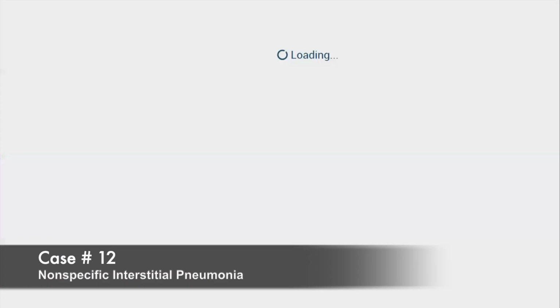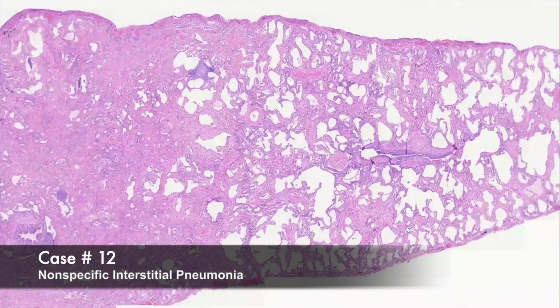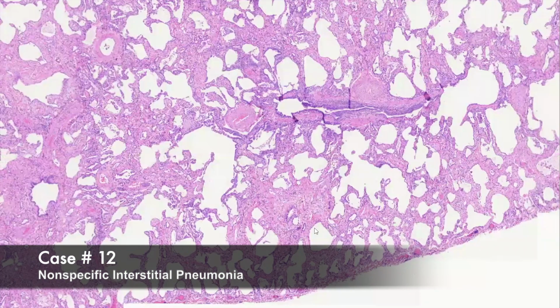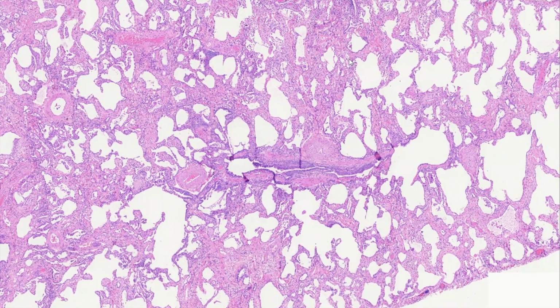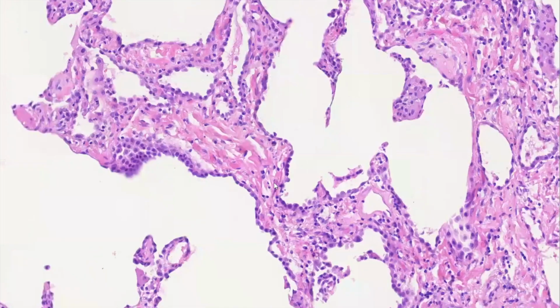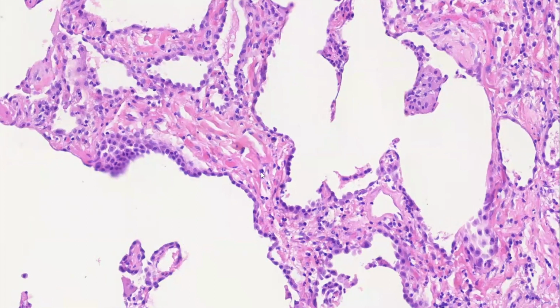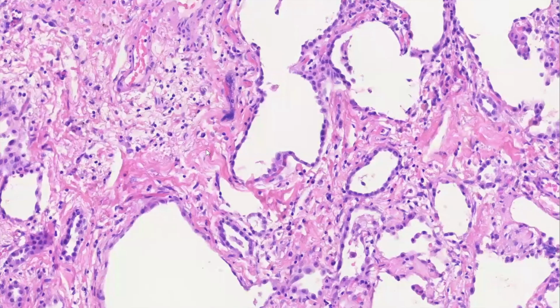In contrast, if we look at this case, which is our next case here, you see that it has a much more uniform appearance, where we're not really seeing temporal or spatial heterogeneity. It really looks the same as we go throughout. And the architecture is relatively preserved. Instead of having big cystically dilated spaces with microscopic honeycomb change, we're just seeing a thickening of the alveolar septa. If we look down at higher power, we can see that the walls are thickened by this fibrotic process where we're seeing fibrosis of these alveolar walls. And there is some minimal chronic inflammatory infiltrate associated with this as well.